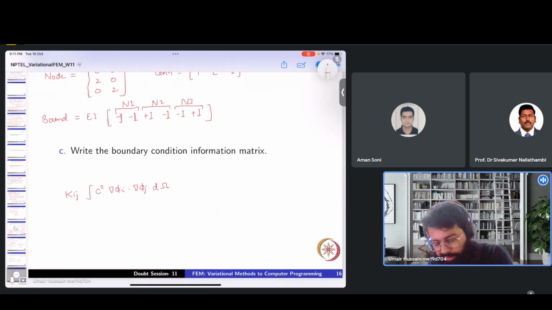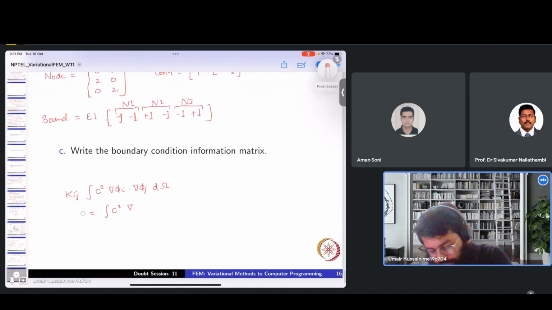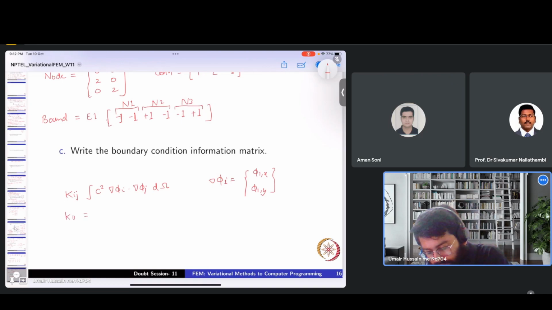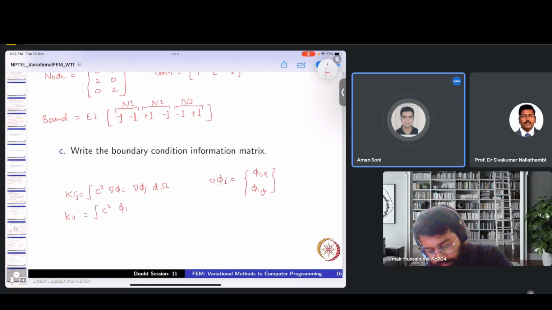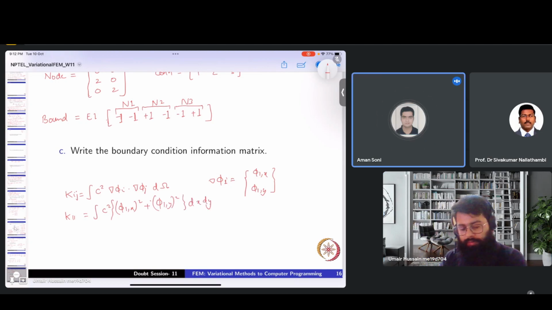Yeah. So you'll have k11 as c square del phi i, del phi 1. So grad phi 1 is what? Yeah, it's the dot product, right? So grad phi 1 is phi 1 comma x, phi 1 comma y, right? Yes. So k11 would be simply the square of this: phi 1 comma x square plus phi 1 comma y square, and it is dx dy.